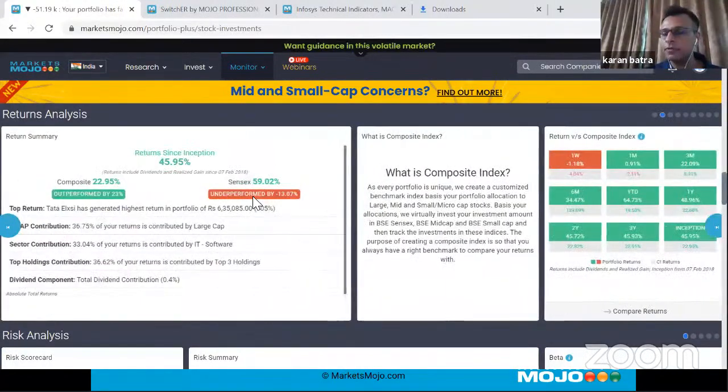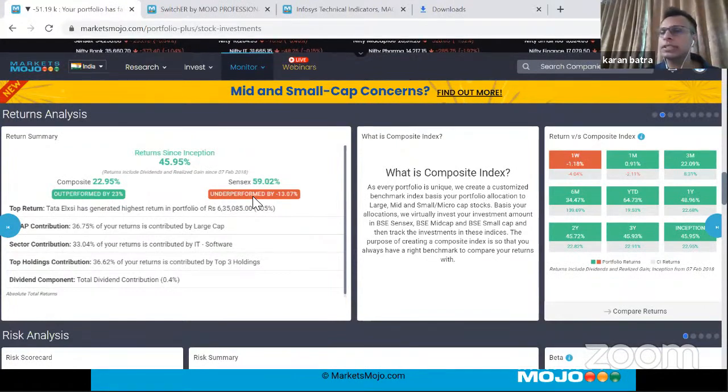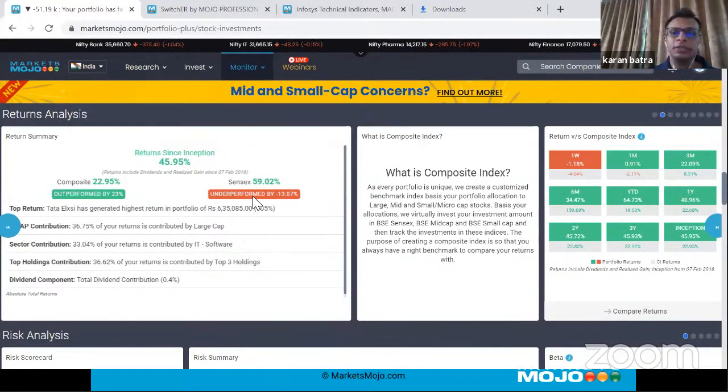One new concept that we've introduced in portfolio is the composite index. Now, let's say your portfolio is 60% large cap, 20% mid cap, 20% small cap. What do you really benchmark your performance to? So we have created a unique index for every individual basis their portfolio. In this case, the benchmark will be 60% Sensex, 20% BSE mid cap, 20% BSE small cap.